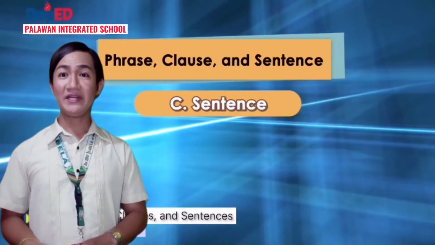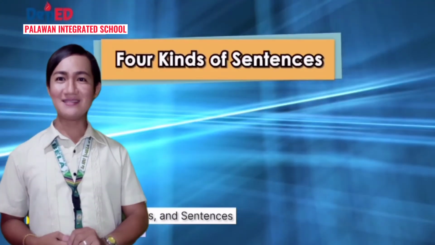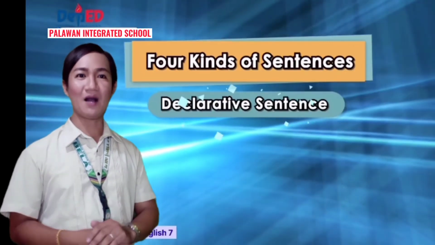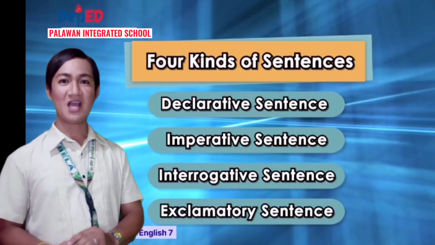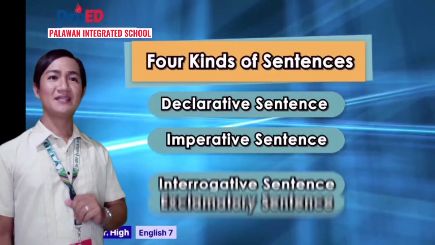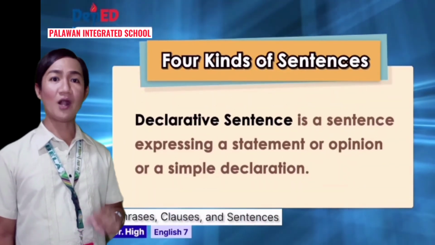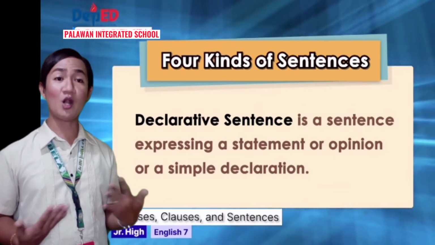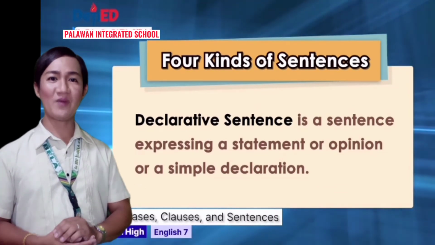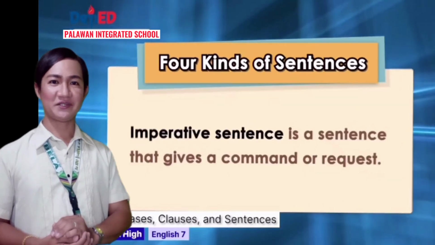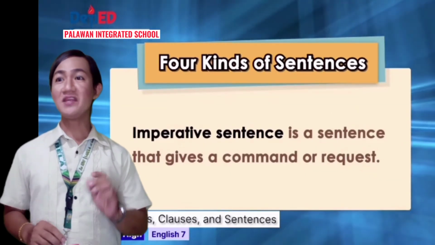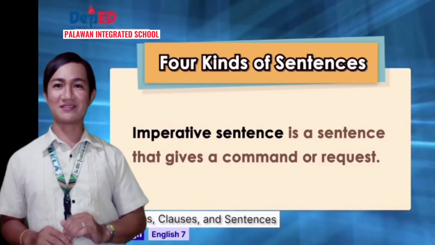Can you still remember the 4 kinds of sentences, class? Let's have a recap of what you've learned from your previous grade lesson. So they are the declarative sentence, or a sentence expressing a statement or opinion or a simple declaration. Example, she is a good teacher. The imperative sentence gives a command or request.